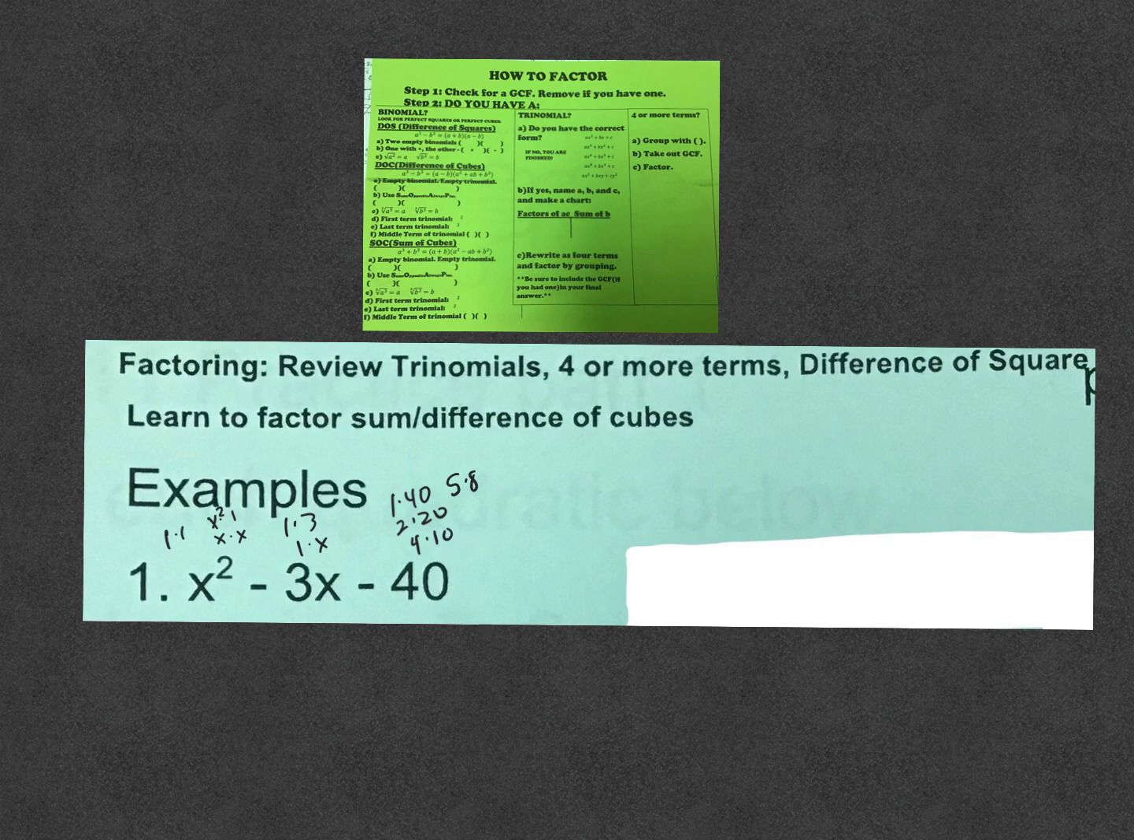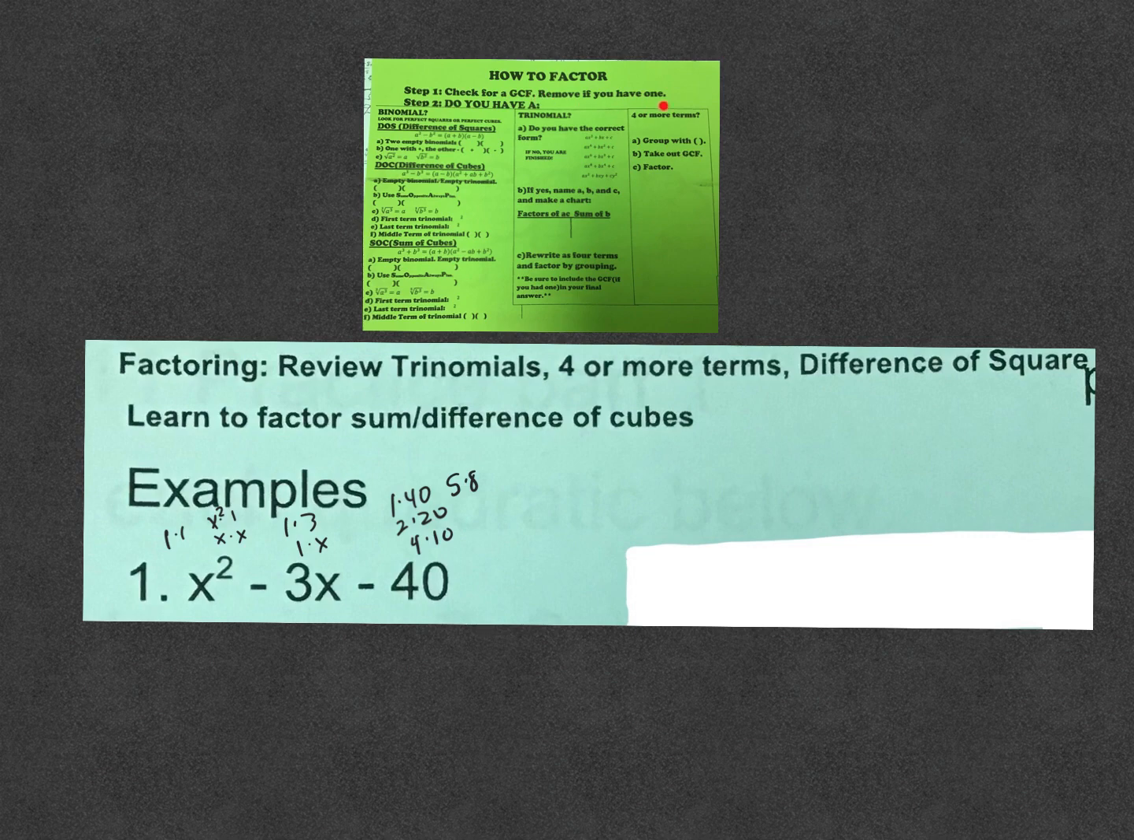And what you do is you look at each of these and see what your greatest common factor is. Well, hopefully you notice that 1 is the greatest common factor, so I don't have a numerical common factor besides 1. And then when I look at this, these two have x in common, but this one does not have an x, so there's not a greatest common factor for x squared minus 3x minus 40.